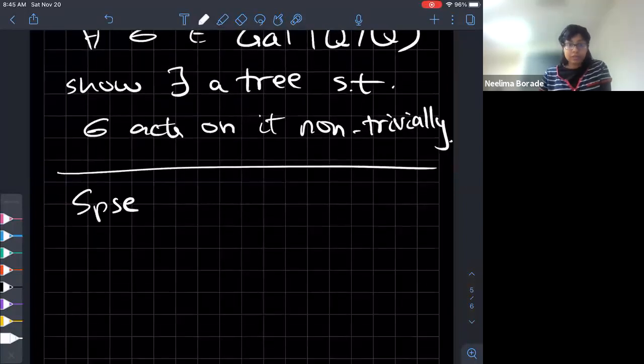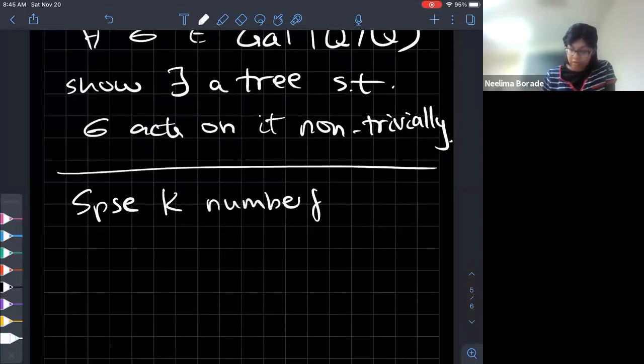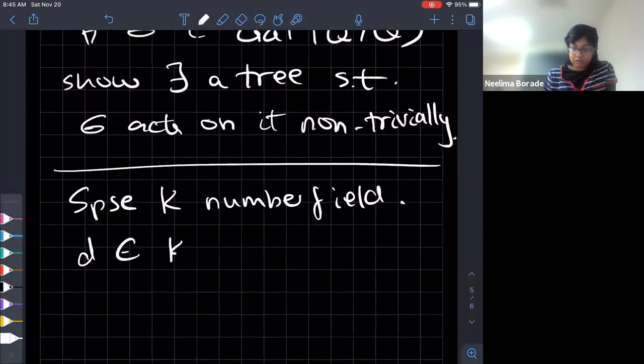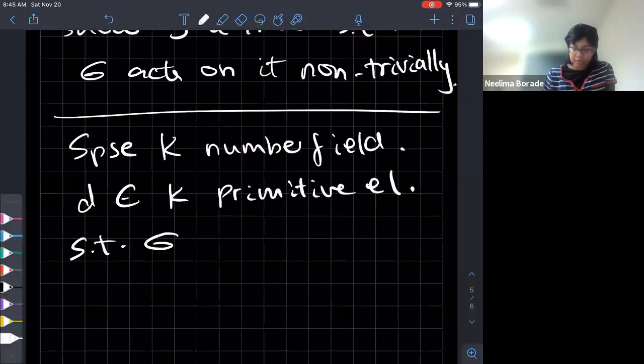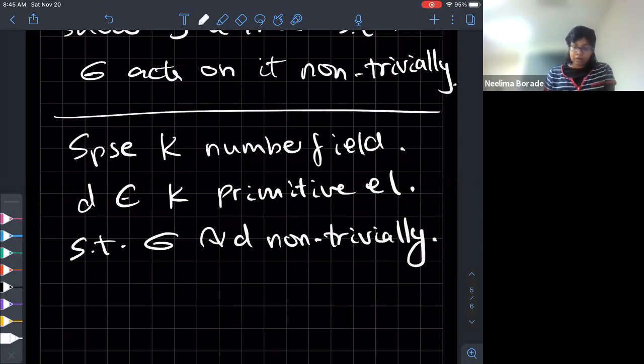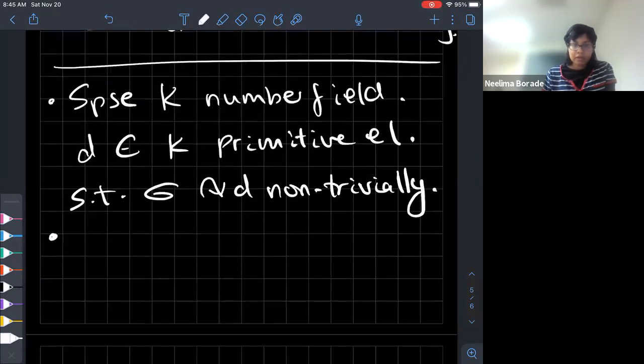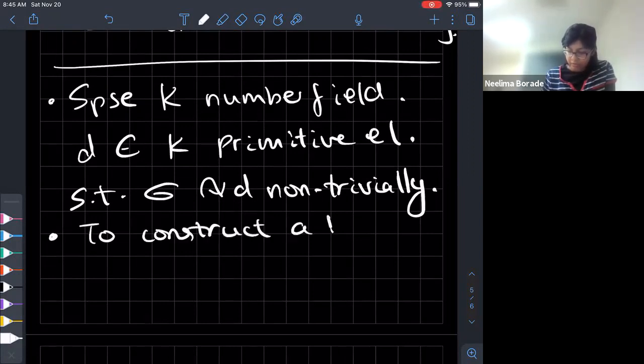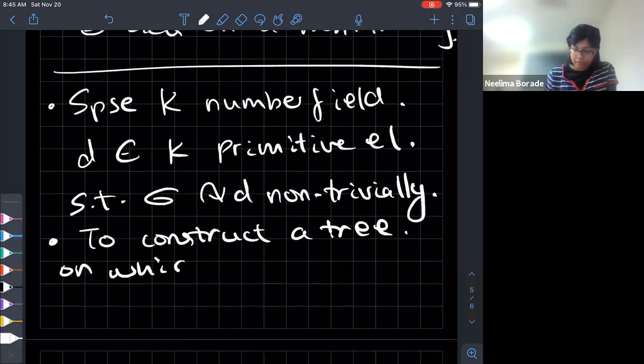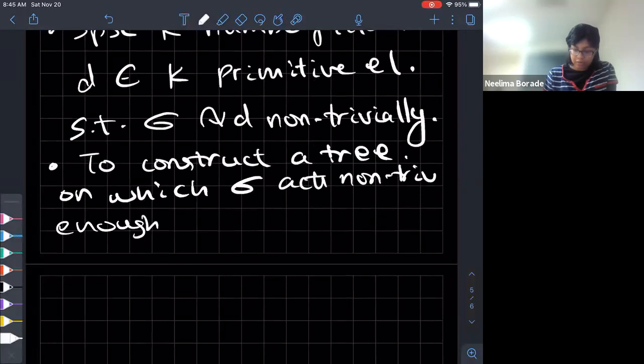So some preliminaries: K is a number field, and D in K is some primitive element such that sigma is acting on D non-trivially. Okay, so we have this. And now the key here is to construct such a tree on which your permutation sigma acts non-trivially. It's enough to show there exists such a tree over K.